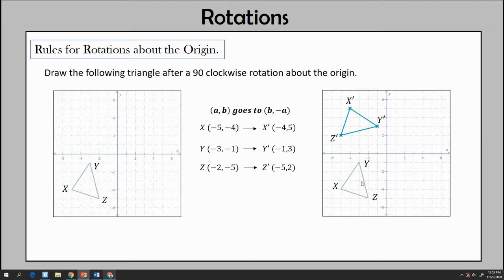So a 90 degree clockwise, I'm going to rotate from here up to here, and I'm going to follow the rules and locate my points. That's why I said write the rules down. Okay, let's do another one here.